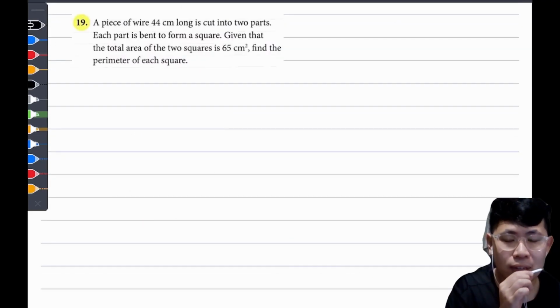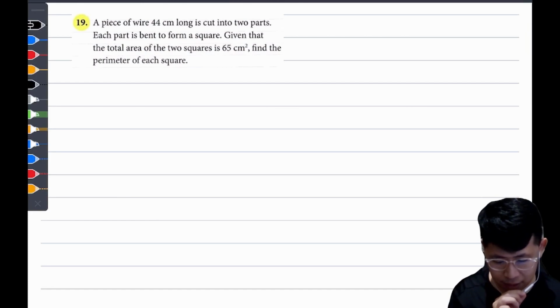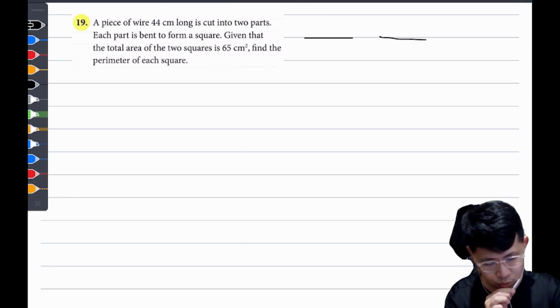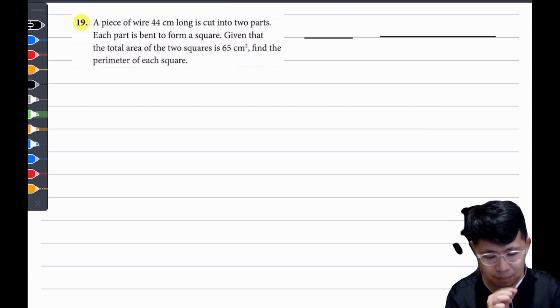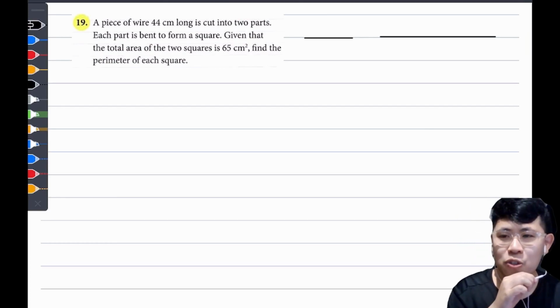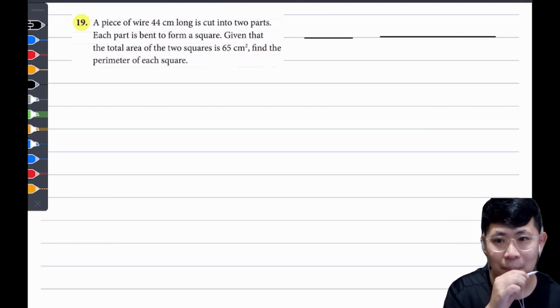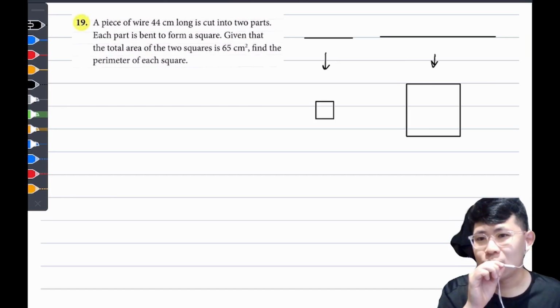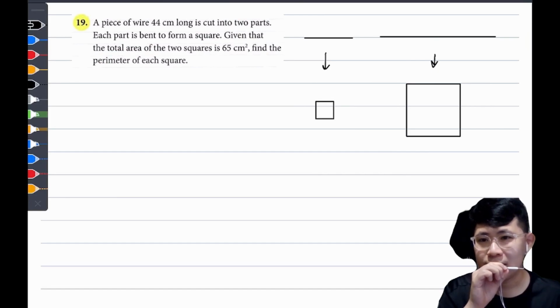Okay, so now let's look at 19, right? 19. We have a piece of wire 44 cm long cut into two parts. So let me draw two wires over here. All right. So each part is bent to form a square. So let me form a square. Okay, so over here I formed two squares. So given that the total area of the two squares is 65 cm squared, find the perimeter of each square.